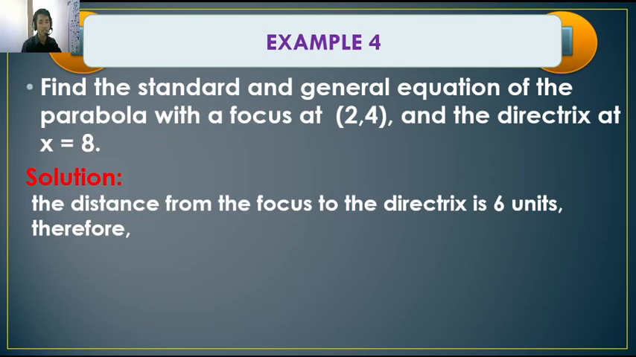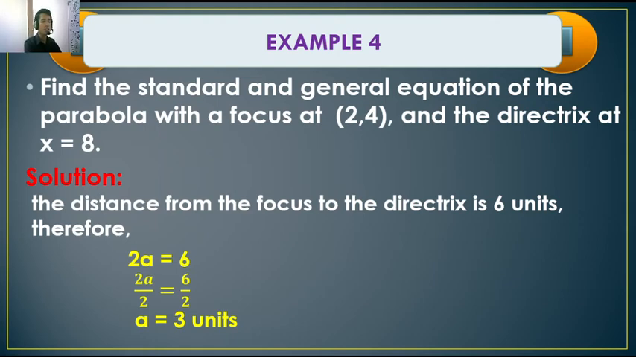So what we're going to do here, the distance from the focus to the directrix is 6 units. Okay, so how do we know that it is 6 units? By getting the difference of 2 and 8, the absolute value. Or maybe you're going to subtract 8 minus 2 and that is 6. So we have now 2a is equal to 6. 2a over 2 is equal to 6 over 2. a now is 3 units.